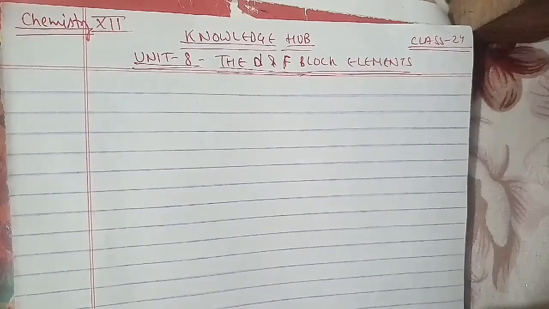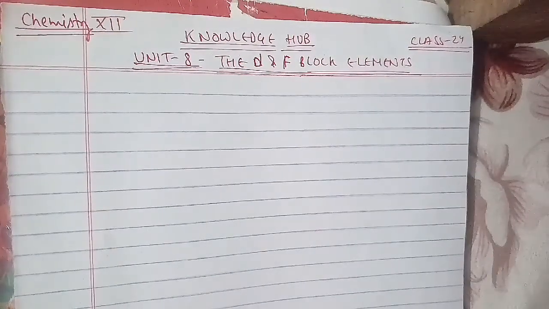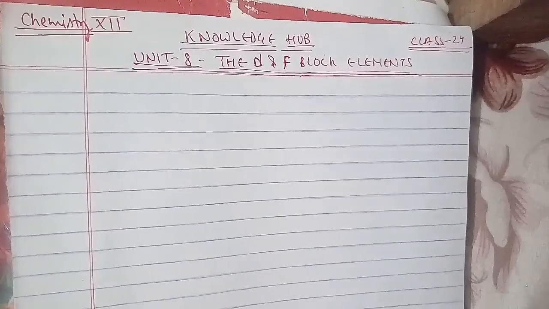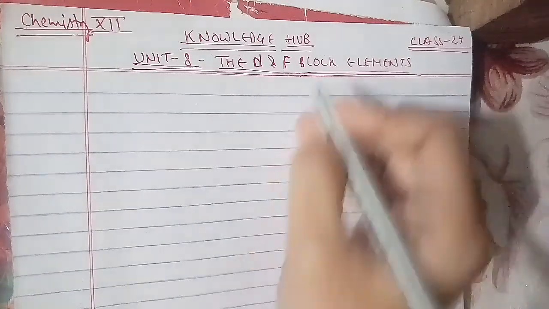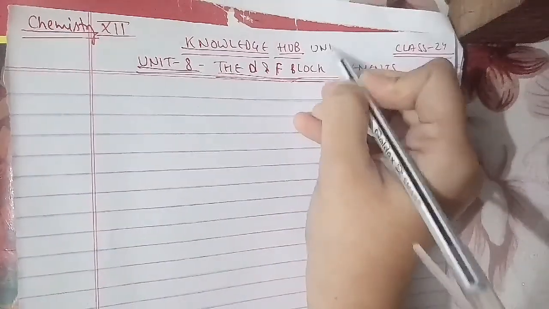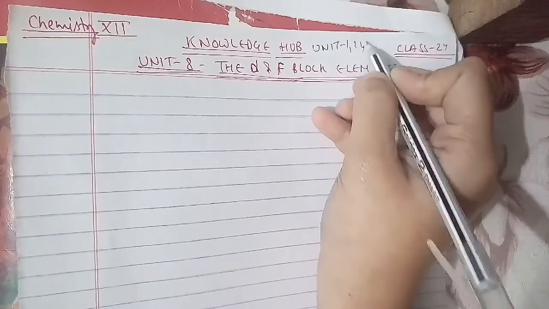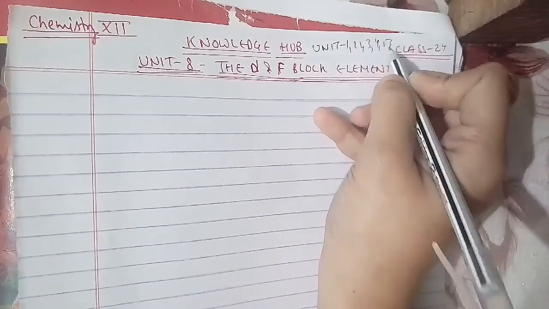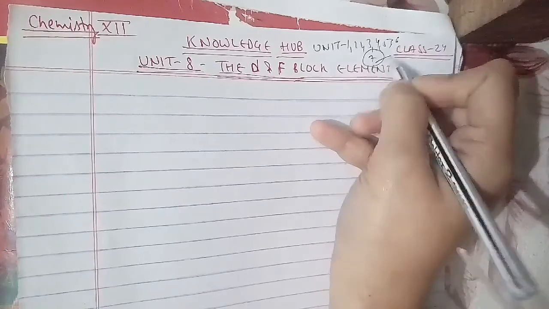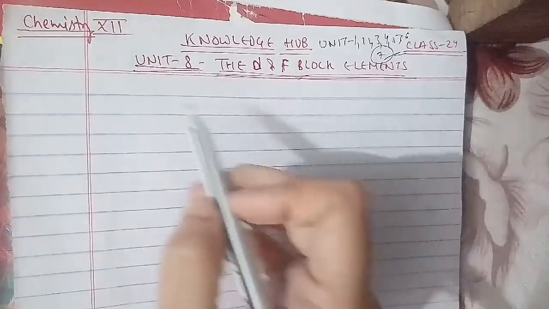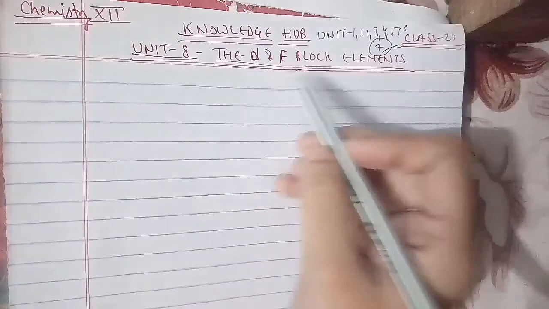Today we're going to start with chemistry for class 12, and that is very important here. In today's class we'll start discussing unit 8, where we had completed unit 1, unit 2, unit 3, unit 4, unit 5, unit 6 and unit 7 as well. Lastly, we had completed that and we had started with unit 8, which is the d and f block elements.